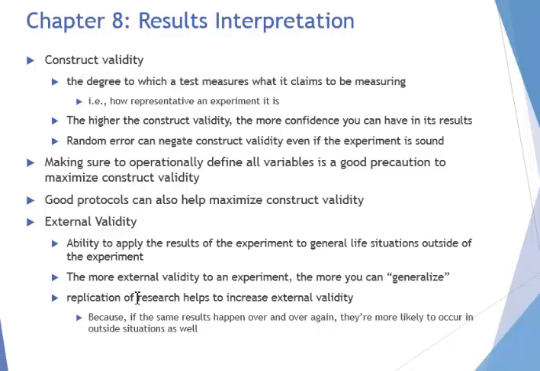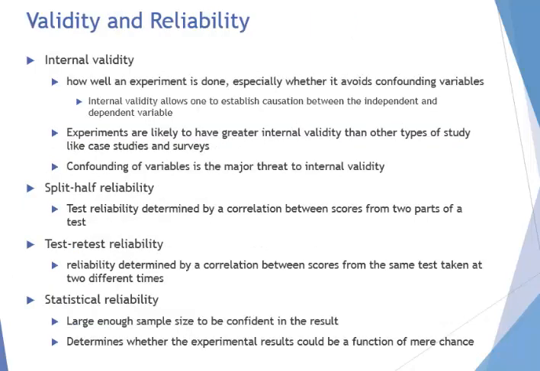Then there's external validity. Construct validity is really just another way of saying internal validity, a good validity of the way in which the experiment was conducted in taking the independent variable and testing its relationship on the dependent variable. Then you have external validity, which is the ability to apply it to general life situations. And again, the more external validity, the more you can generalize. And as we discussed before, replication of research helps to increase external validity, because if you do it many, many times with people or with whatever you're testing on, it's more likely to occur in outside situations as well.